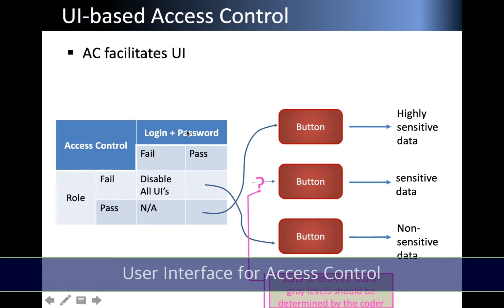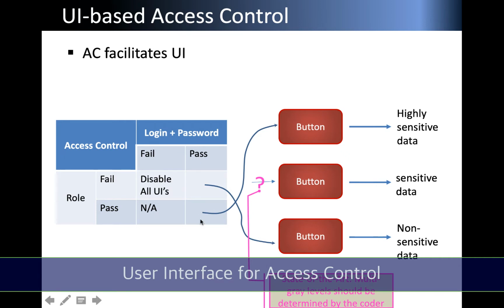If the login name, password, and role all fail, then we don't provide anything, right? That disables all the user interface. If login ID and password fail but the role passed, that is nonsense. There's no such thing available. However, if login and password passed but the role fails, then we can enable the user interface that can reach the non-sensitive data.